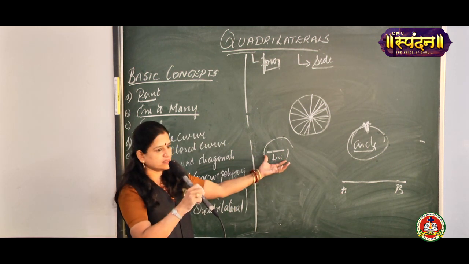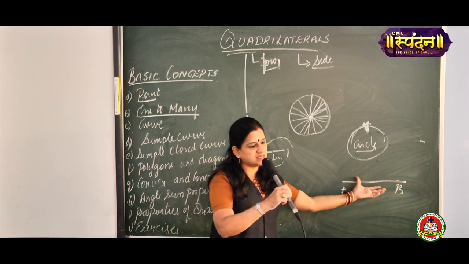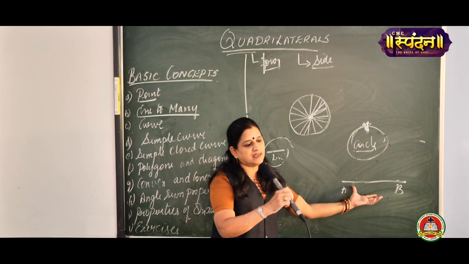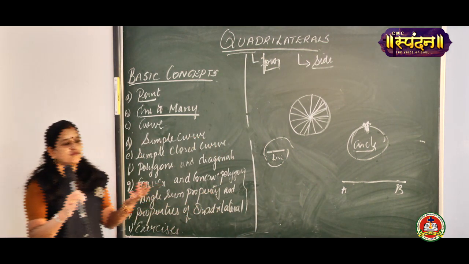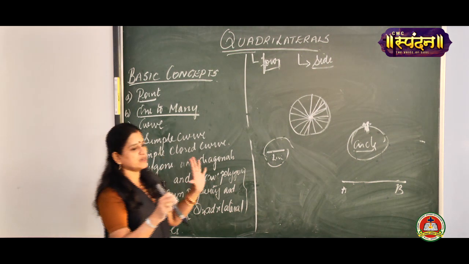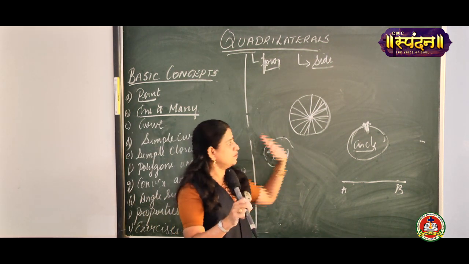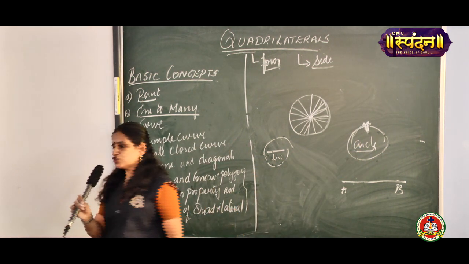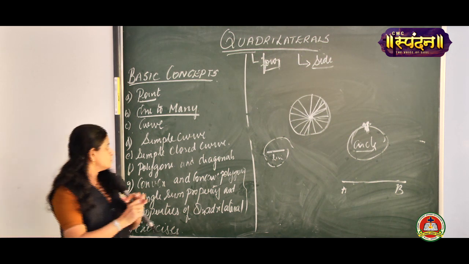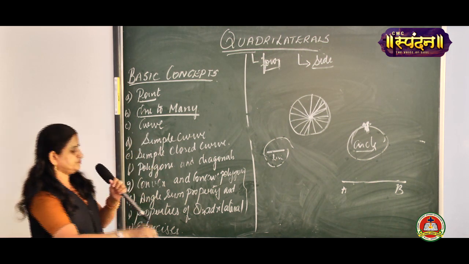You started with a line segment. After forming a circle, if the circle is cut, we again end up with a line segment only. So this concept you call one to many. All the geometry we are learning lies between this line segment and this circle. Have you all understood, children? Yes. So let us move on to the next topic, curve.